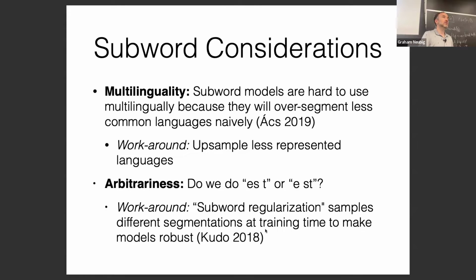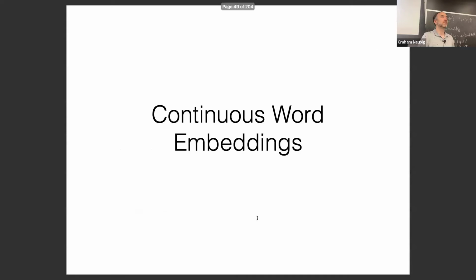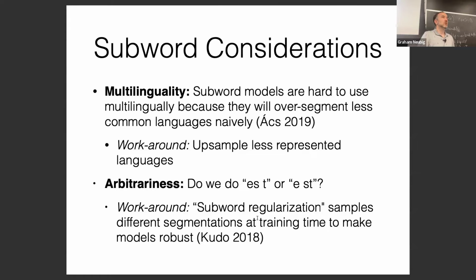A workaround to this is something called subword regularization, which was also proposed together with the SentencePiece paper. And basically what it does is it samples at training time. So you just sample different segmentations so you have good coverage of all of them and you don't necessarily take the highest scoring one. And this is particularly useful when you get data outside of your original training data. So it helps with domain robustness. Cool.